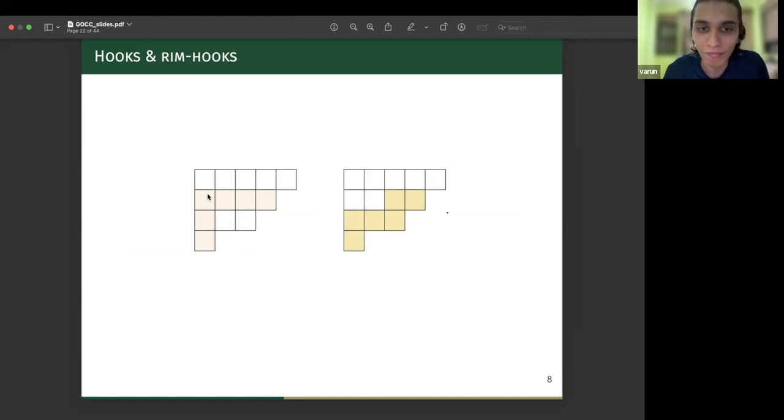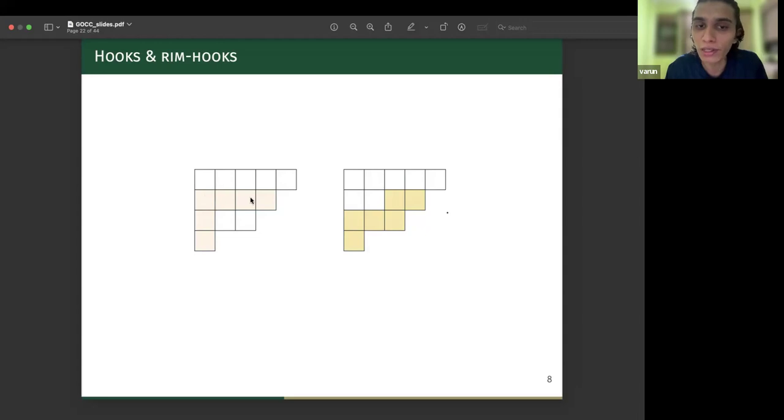On the left-hand side, I have marked in color what is called a hook. I hope you can see my cursor. I start at this cell, and a hook is just whatever I get by adding all the cells to the right and all the cells below the cell. So this is a hook. And similarly, I have as many hooks as there are cells in the diagram.